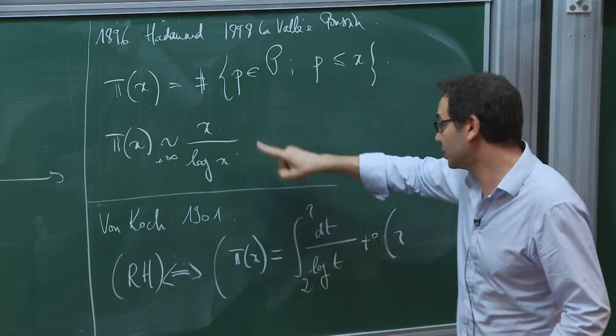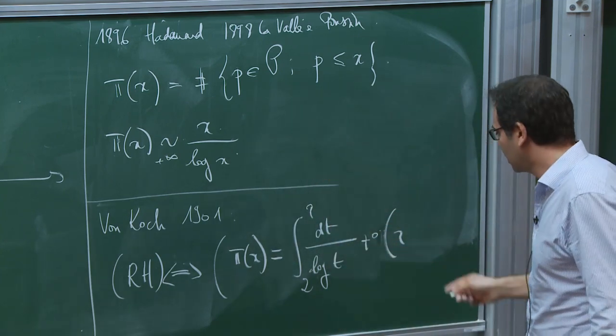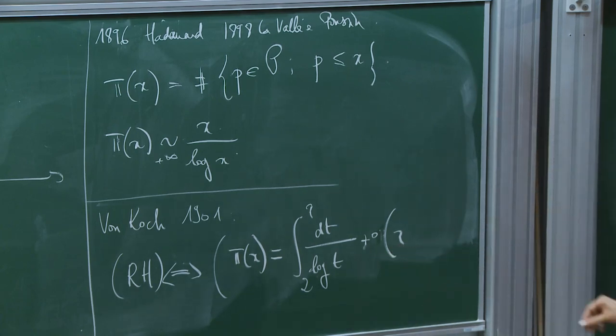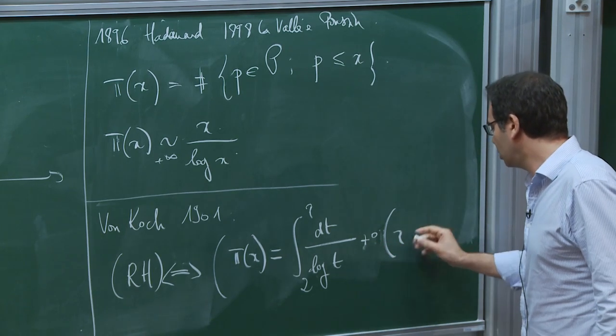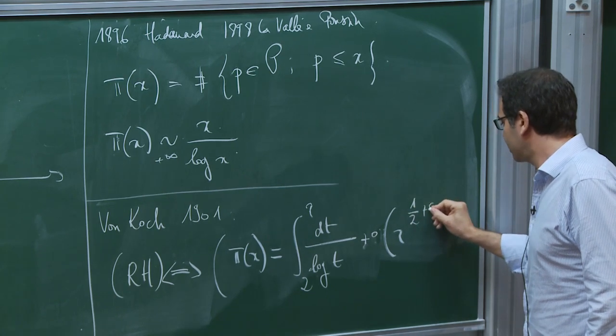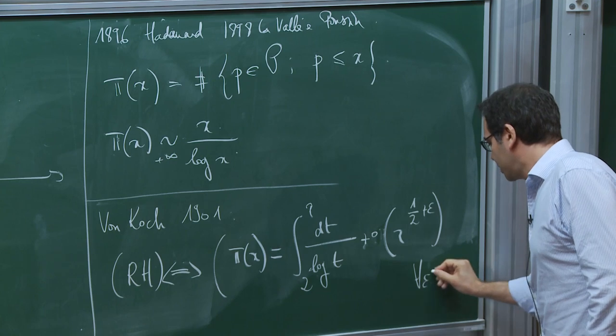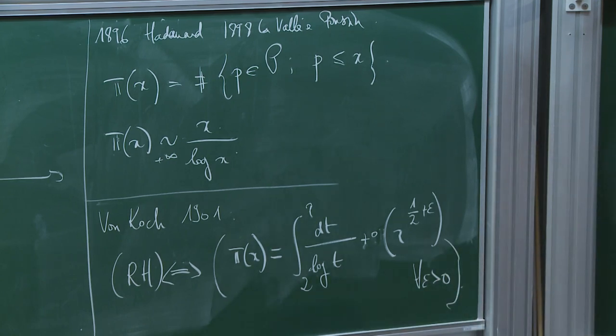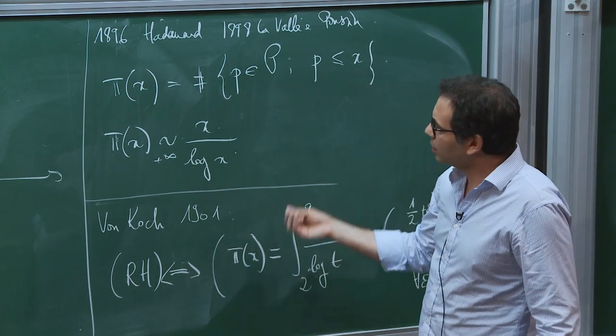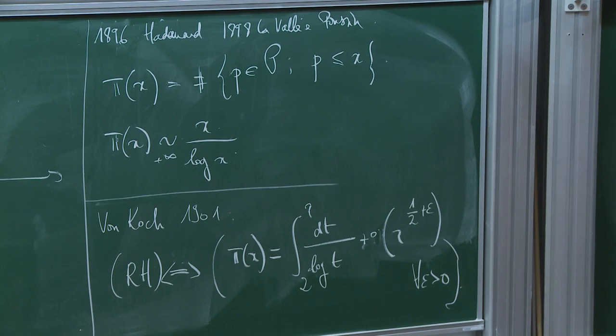So actually, this function is equivalent to that one, plus an error term, which is small o of x to the 1/2 plus epsilon for every epsilon strictly positive. So it says that you can really have a fine estimation of the probability for an integer to be prime.